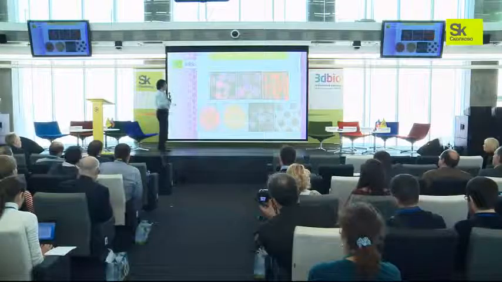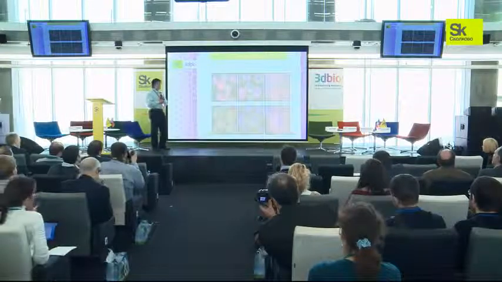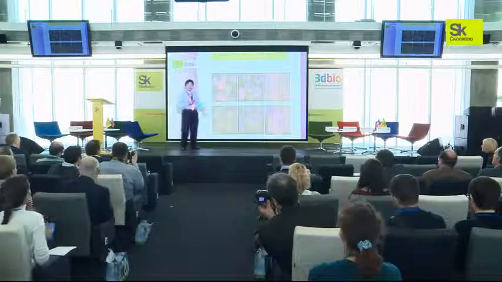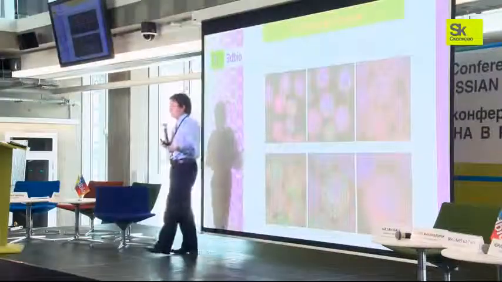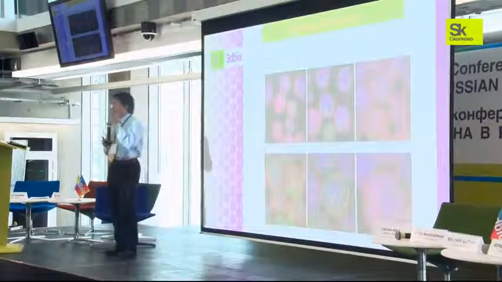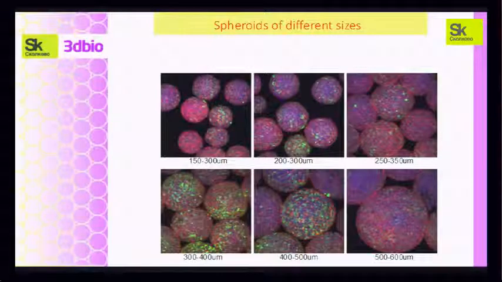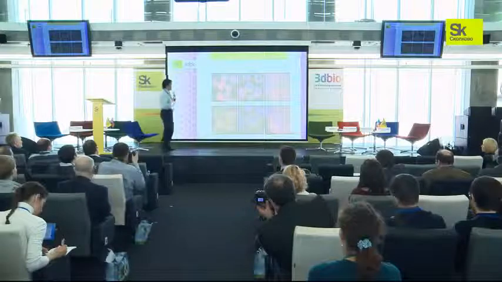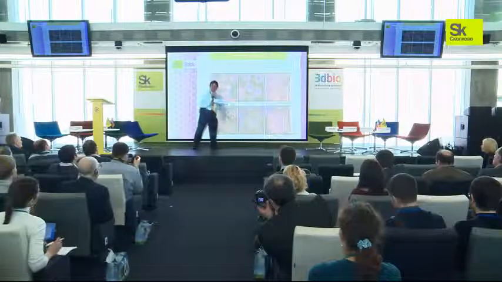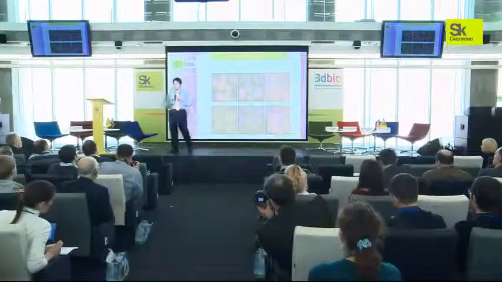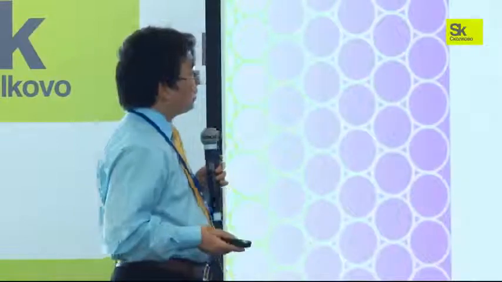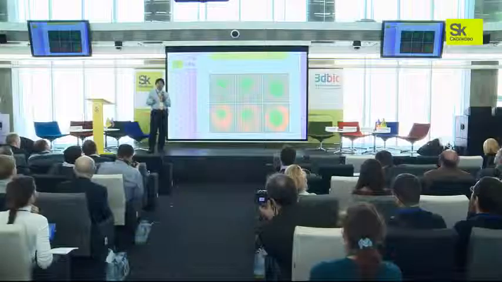You can also control the size very well, from about 100 microns to close to 1 millimeter. Of course, if it's too big, the cells in the core will have difficulty getting enough nutrients. They'll have a necrotic core. We found that spheroids or micro tissues around 400 to 500 microns in size survive best under culture conditions. You can also make multi-layer spheroids to mimic different structures in the body.